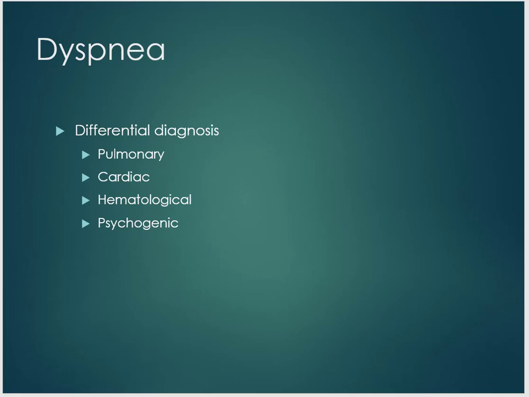A CBC will offer more information on an anemia or any infections. Your pulse ox, of course, is going to tell you what your saturation level is. If you have one that's less than 90%, then it's important to do some ABGs to get a better assessment of that saturation level. If there's any concerns for carbon monoxide poisoning, you're going to want to check a carboxyhemoglobin level.